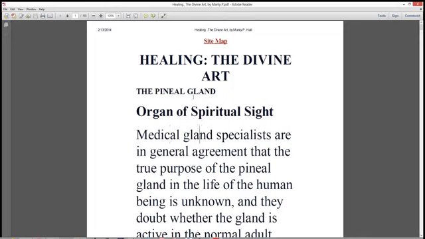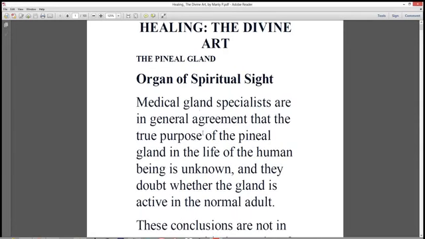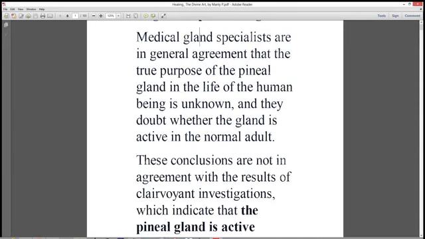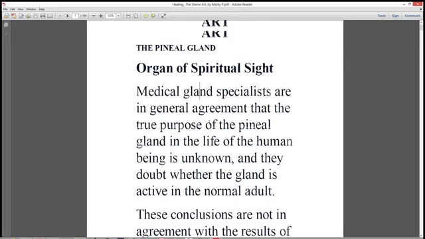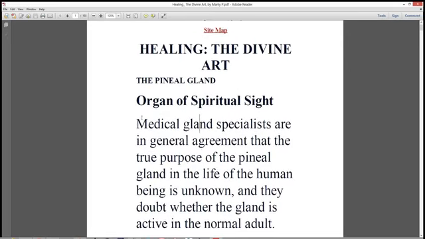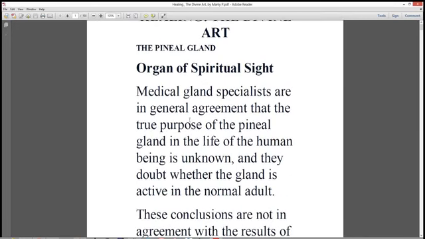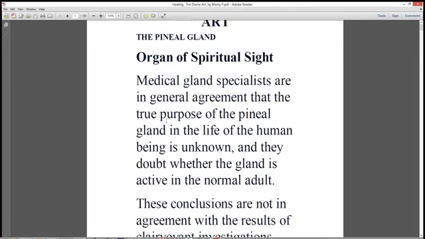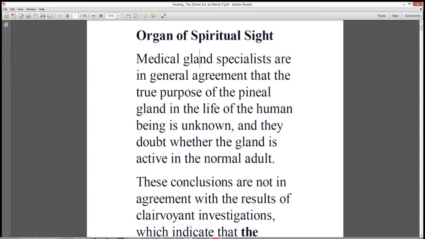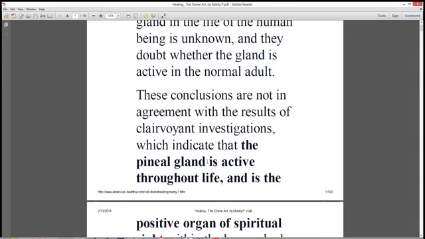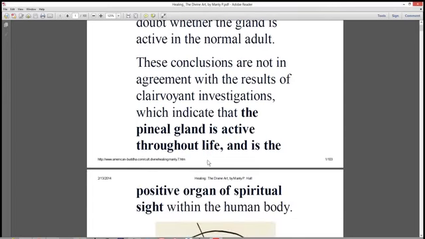So this is called Healing the Divine Art, Pineal Gland. And I'll read a little bit of this to you here. I don't know why it printed so largely. But this is Manly Hall up here, Healing the Divine Art by Manly Hall. Organ of spiritual sight. Medical gland specialists are in general agreement that the true purpose of the pineal gland in the life of the human being is unknown, and they doubt whether the pineal gland is active in the normal adult. These conclusions are not in agreement with the results of clairvoyant investigations, which indicate that the pineal gland is active throughout life and is the positive organ of spiritual sight within the body.